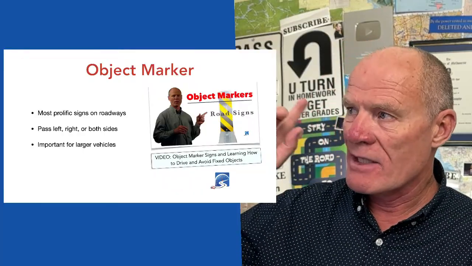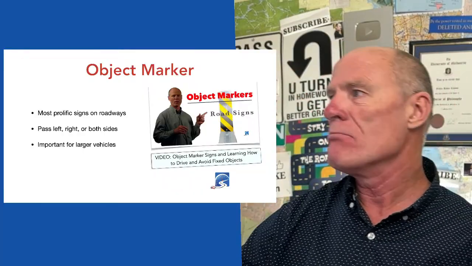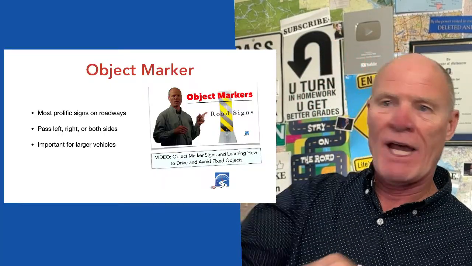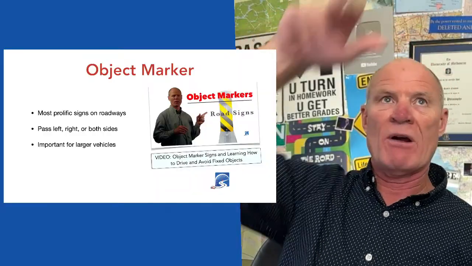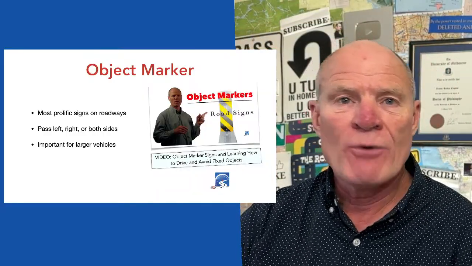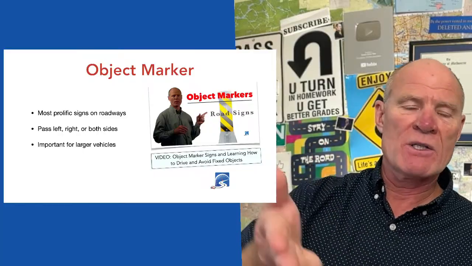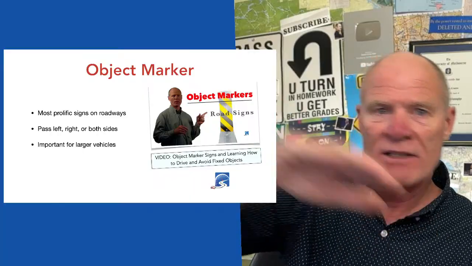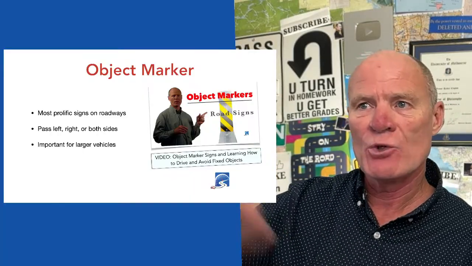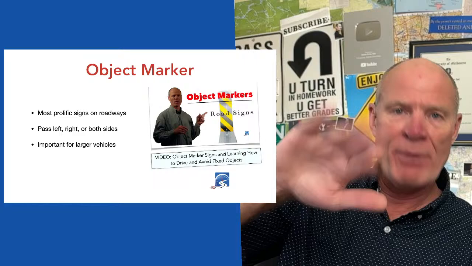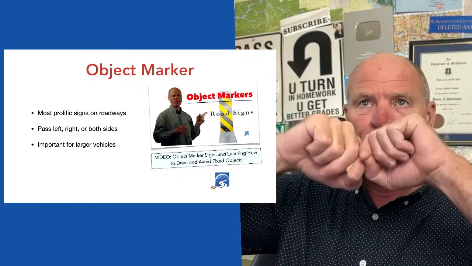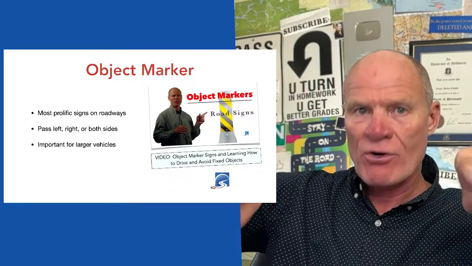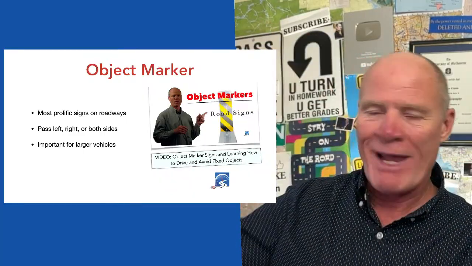Object marker signs, as I just said, are probably the most prolific signs on our highways, and they have hash marks on them. They're rectangular, probably 24, 30 inches high. Think of it like a kettle of water pouring onto the hash marks. The side that the water pours off is the side that you want to pass. So pass left, pass right, or they are chevrons, which is a triangle, half a triangle, two parts of a triangle, and you can either pass left or right.